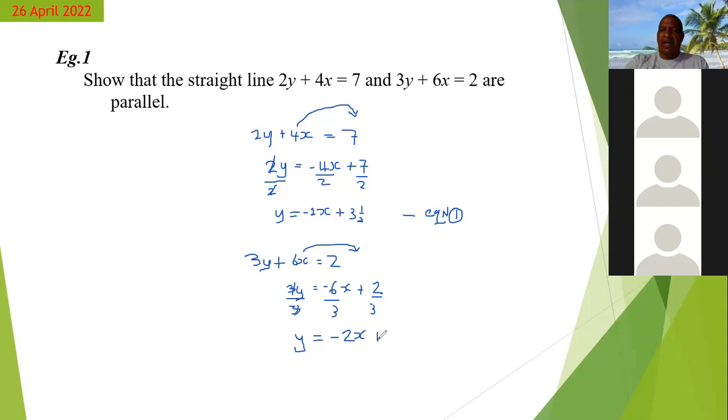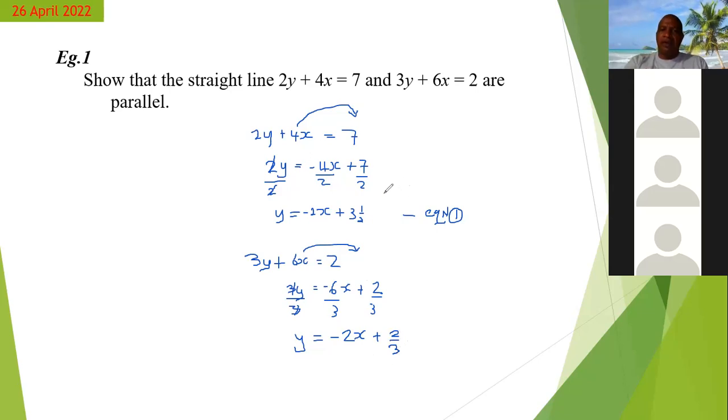And here for the last term c, we would leave it as 2/3. All right. So now both equations are in the form y equal mx plus c.